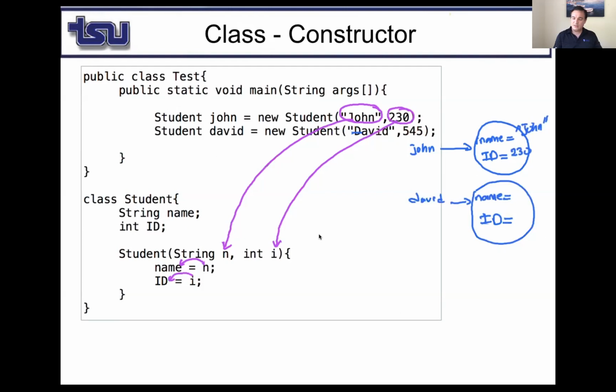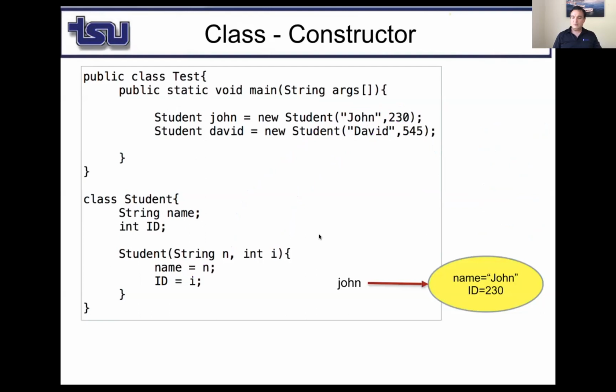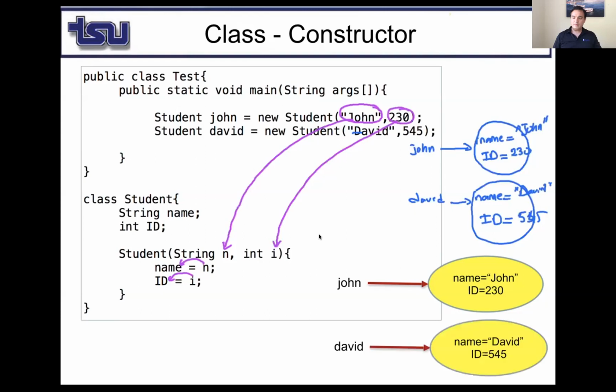And I do have it, that means N is David, I is what? 45. Therefore, name will change to David, and ID will change to 545. Okay, I hope this is clear. John is pointing to a memory space where we have name is John, ID 230. Similarly, David points to another memory space, name is David, ID is 545.